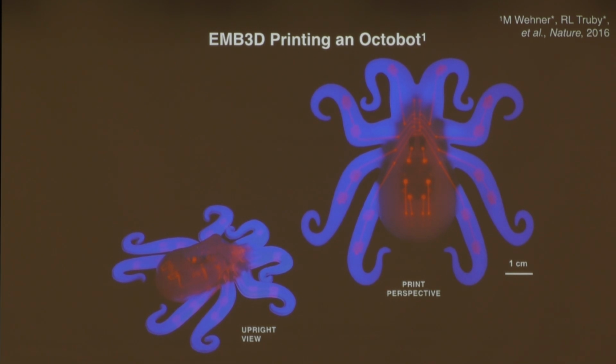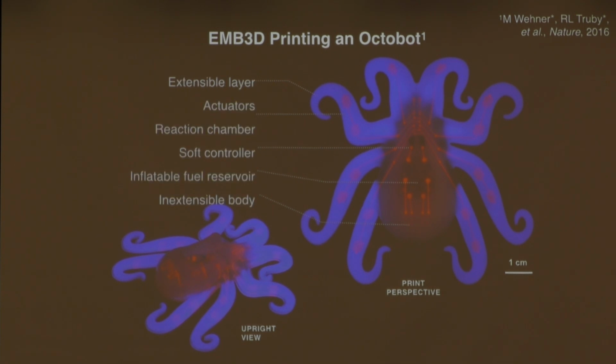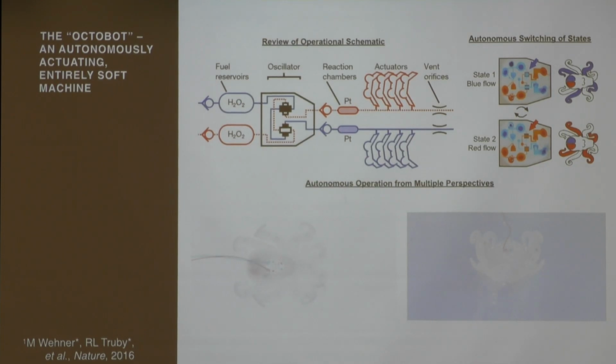So here it is illustrated a little bit better, where you've got the various inks, just two in this case, one for creating the vasculature, one for creating the catalyst site, fluid reservoir, body matrix. And then I've got a bunch of other things in here. I've got a reservoir where the fuel will be injected. I've got my microfluidic controller, et cetera. So here's what this thing looks like.